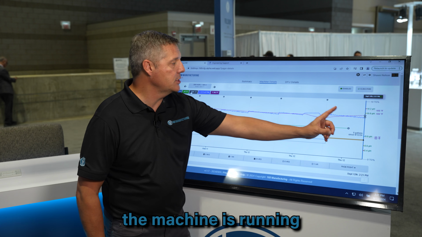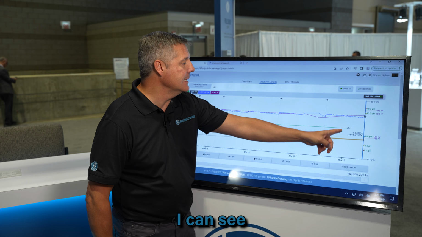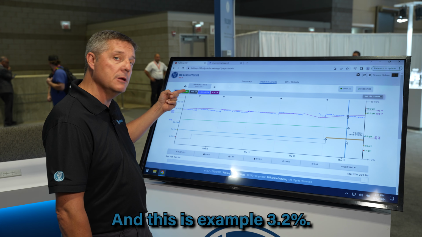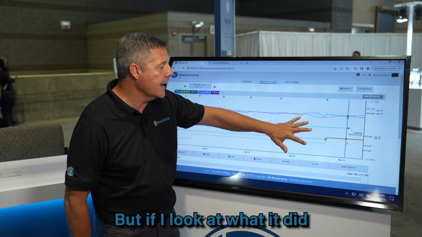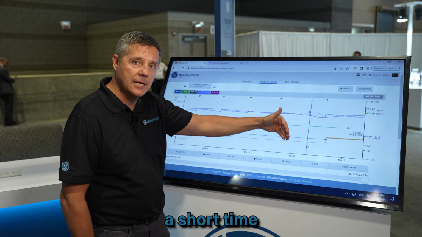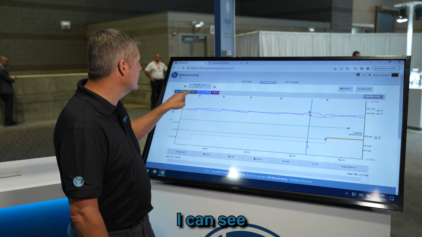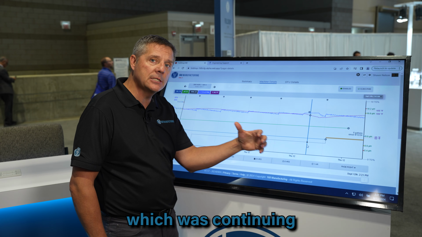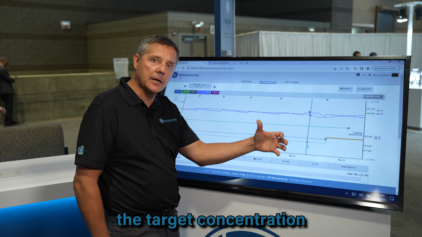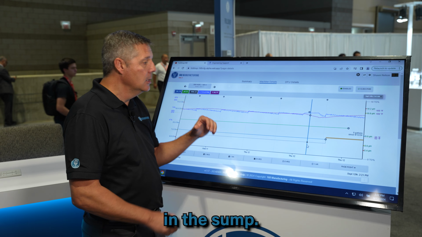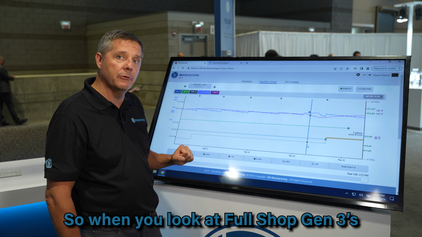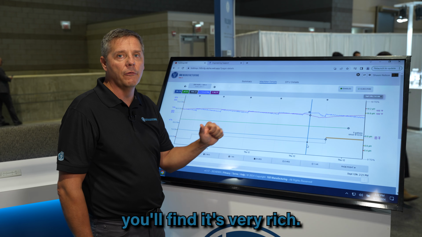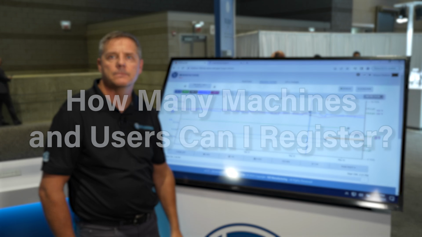So when the machine is running right now, I can see what ratio it's set at. In this example, 3.2%. But if I look at what it did a short time prior to that, I can see we were dosing in at 2.2%, which was continuing to refine the target concentration in the sump. So when you look at FullShop Gen 3's individual footprint of data for each CNC, you'll find it's very rich.